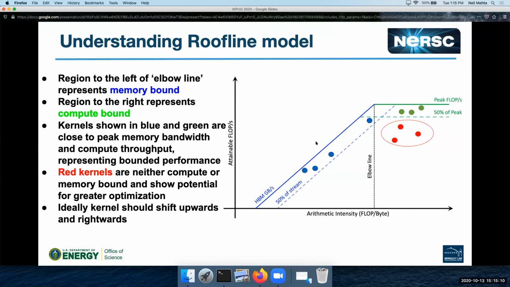Ideally, you want all kernels to shift upwards and rightwards towards the compute bound region, because as we see from the trend, and if the trend indicates something, it's highly likely that the next generation of GPUs will have more improvements in compute resources compared to the memory resources. And that means that if your code is in the compute bound region, you will get higher speedups with better, newer hardware that is being implemented in the pre-exascale and exascale machines.